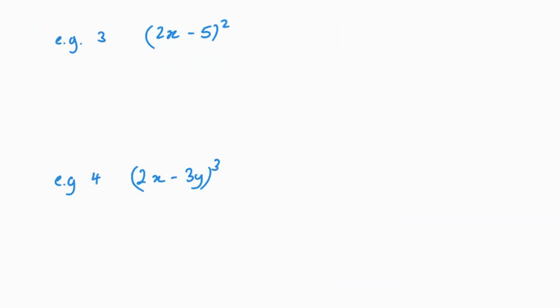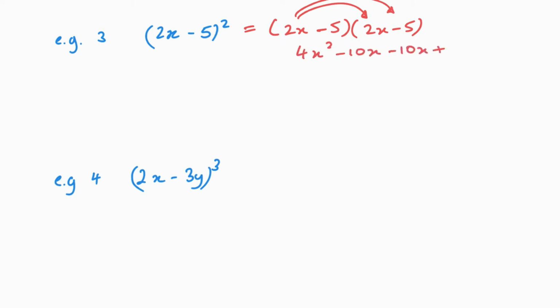Expanding squared brackets, so a lot of you will know this, you can write this as two brackets, and then you can multiply just as you did previously. That leaves me 4x squared minus 10x minus 10x plus 25, and then simplify into 4x squared minus 20x plus 25. But that is a little bit longer.